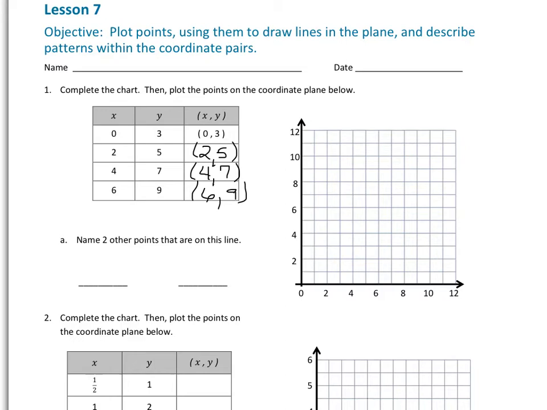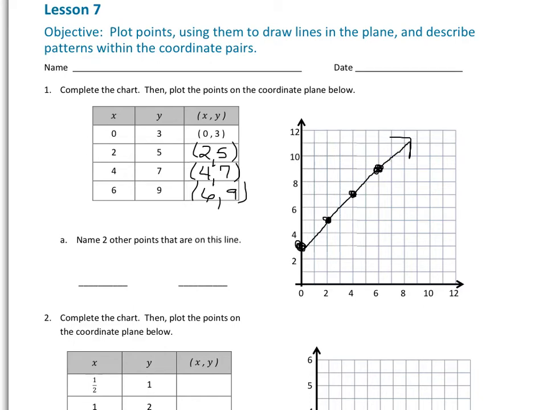Now with those coordinates, you would fill them in on the plot to the right. So you go over 0, up 3, plot it in. You would go over 2, up 5, plot that in. You'd go over 4, up 7. Then you would go over 6, up 9. With the 4 plots in place, we can now connect them with a line. That line would keep going on.